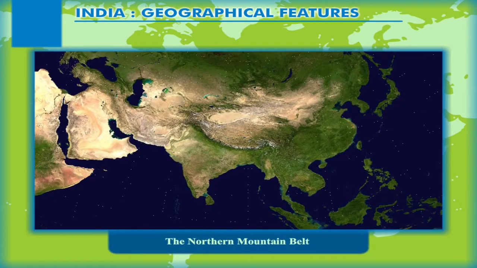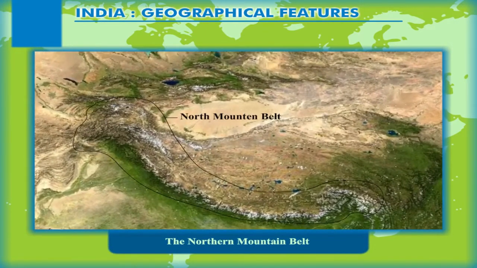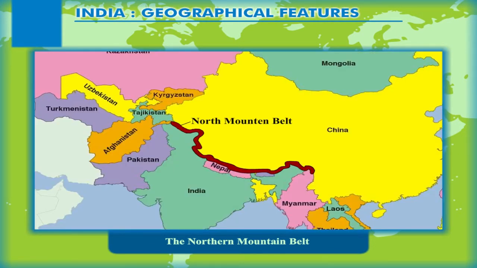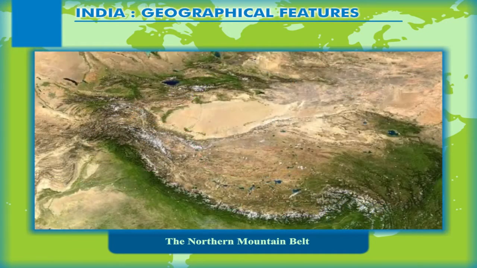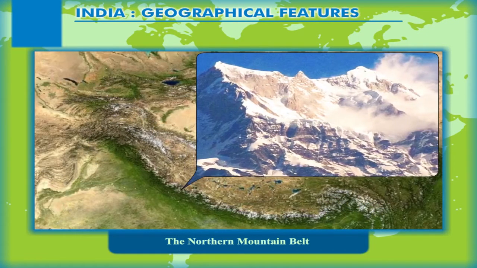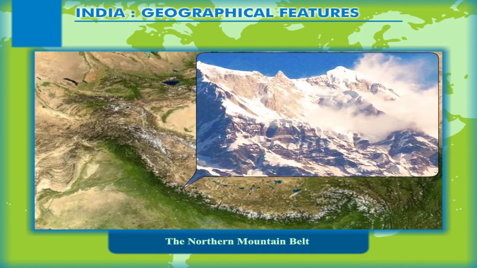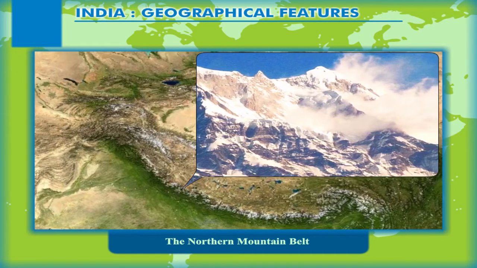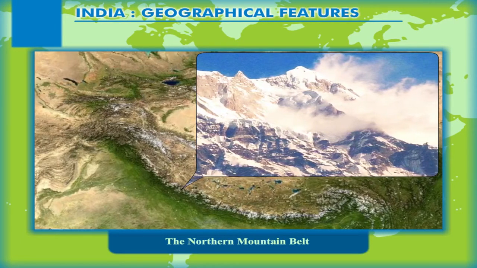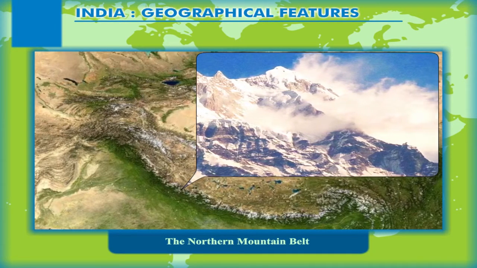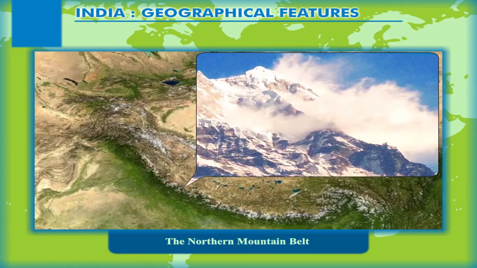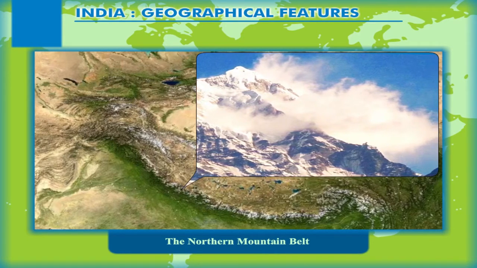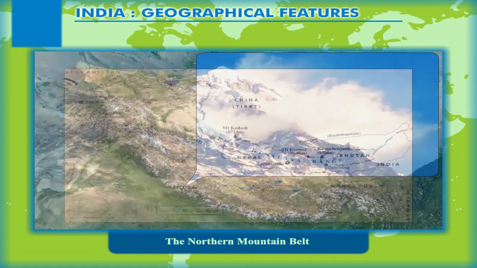The Northern Mountain Belt. The Northern Mountain Belt marks the physical boundary of India in the north and separates it from the rest of Asia. However, some countries that lie in the mountain belt share their borders with India. The Northern Mountain Belt mainly consists of the mountain ranges that radiate from the Pamir Knot, which lies mainly in Central Asia to the north of India. These ranges extend in southwest direction and run almost parallel to the political boundary of India.